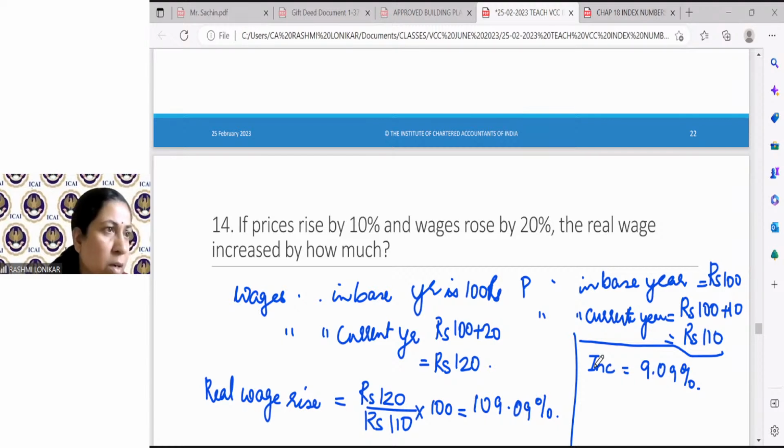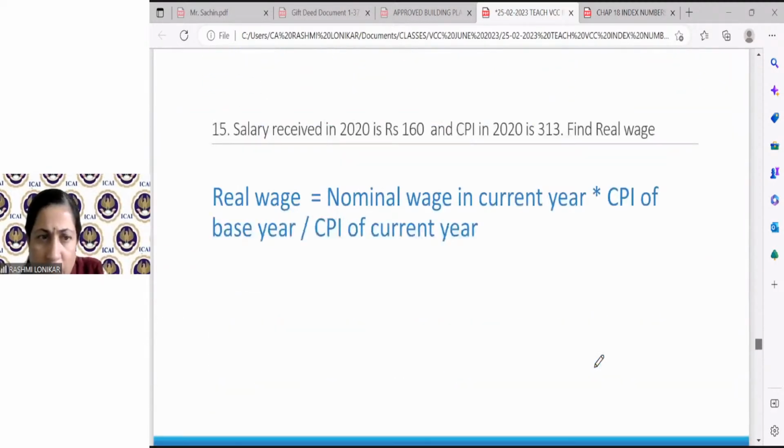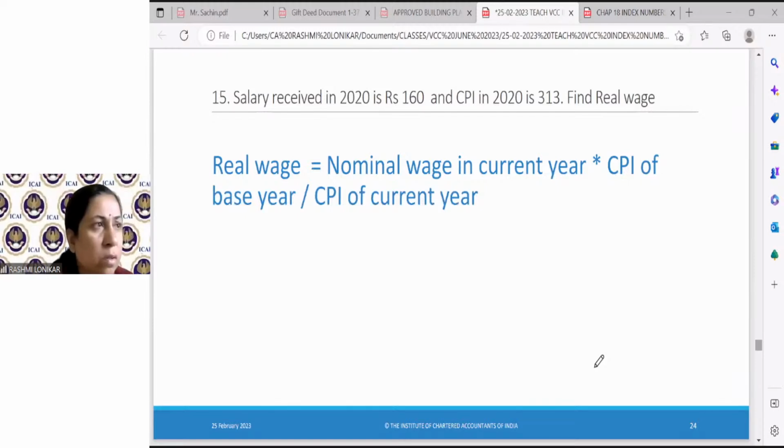Yes, very good, Pramod. 110, 120. Yes, Pramod, Liza, Devendra, Narendra, Kavya, Vadekar, Babasaheb. Okay. Yes, Priyanka. Salary received in 2020 is 160 and the consumer price index is 313 in 2020. Find the real wage. Yes, Nikita. Yes, very good.